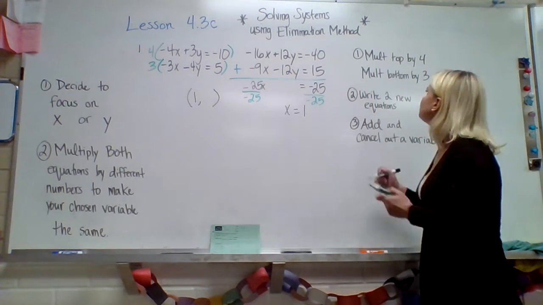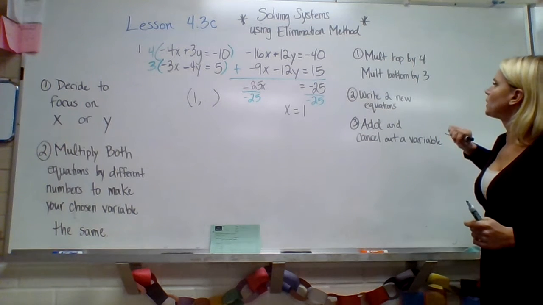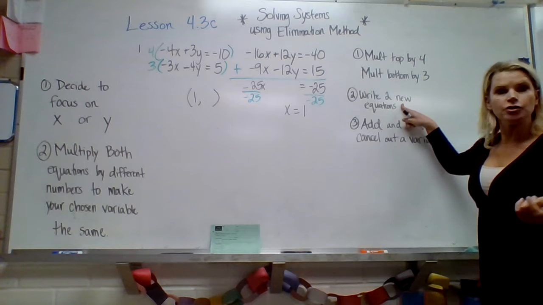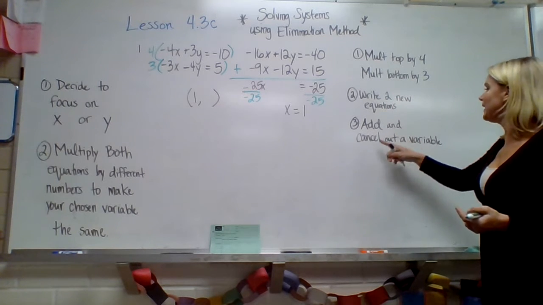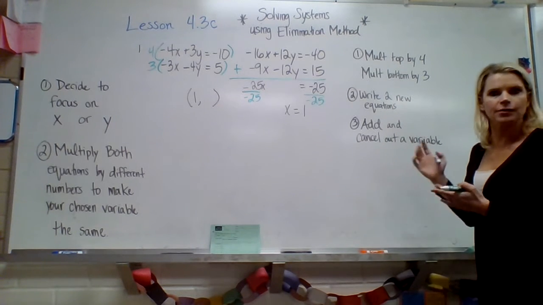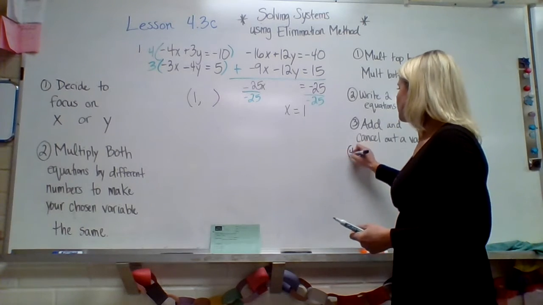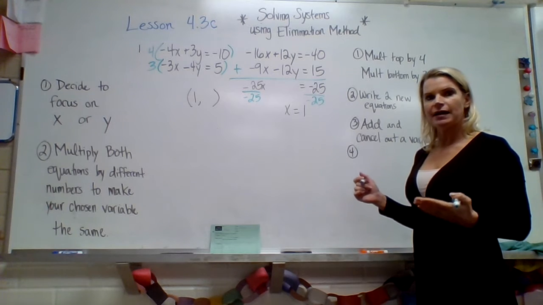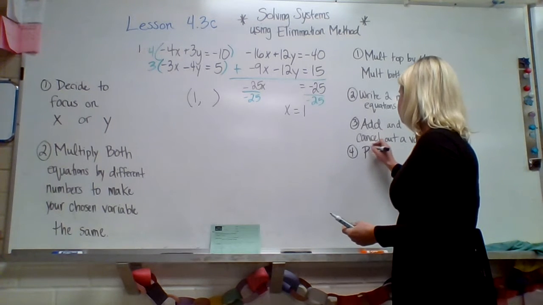So here are my steps. Multiplied my top equation by 4. Multiplied my bottom equation by 3. Write your two new equations. Add and cancel out a variable. Great, that's exactly where I'm at. So now step number 4 is going to be to plug in my 1 for x.